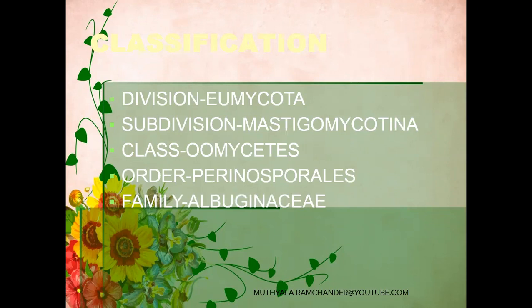Division Eumycota means true fungi. Subdivision Mastigomycotina means that the fungi produce spores with flagella. Class Oomycetes, order Peronosporales, family Albuginaceae.